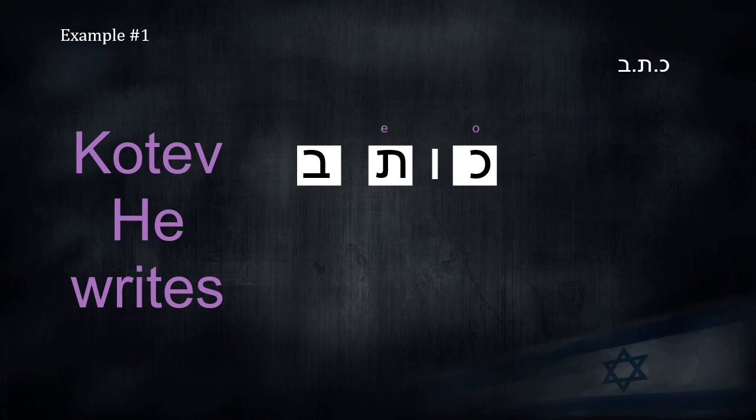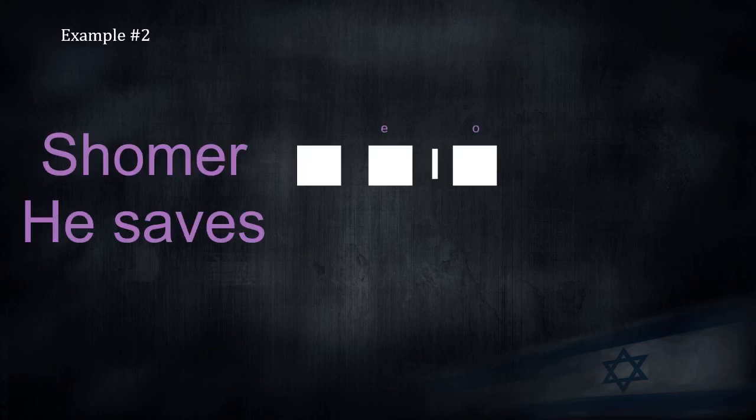That means he writes. Now, let's use the same pattern for another root. The next root is shin mem resh, shmra. Again, we put the shin at the first position of the pattern. It will get the vowel O. Next, there will be the Hebrew letter vav. Then the second letter of the root will get an e vowel, and the last one will not get any vowel. It will become shomer.